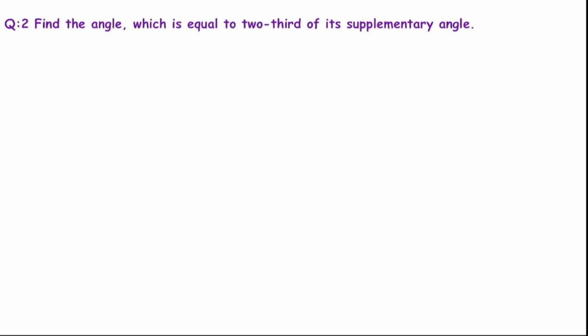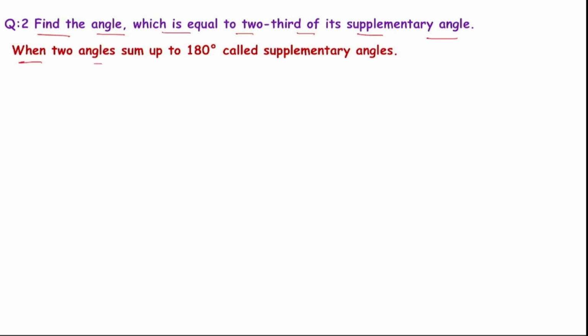Here we have our next problem. Find the angle which is equal to 2/3 of its supplementary angle. When two angles sum up to 180 degrees, they are called supplementary angles. Here I have taken this angle A and B, and the sum of A and B is 180 degrees. So these two angles A and B are supplementary angles.